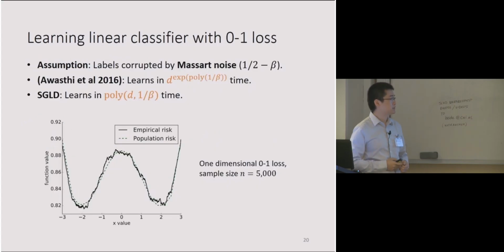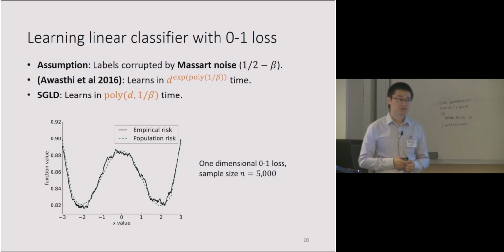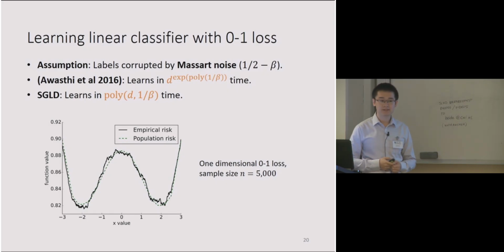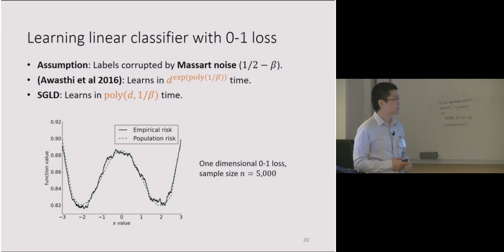Finally, we apply the theory to a more concrete problem, which is learning linear classifier under 0-1 loss. We assume that the observed labels are corrupted by the Massart noise. And this is a typical scenario where the empirical risk is pretty spiky and contains many poor but shallow local minimum, whereas the population risk is much nicer and only contains good optimal points. So using SGLD, we're able to improve one of the best known learnability results for this problem.